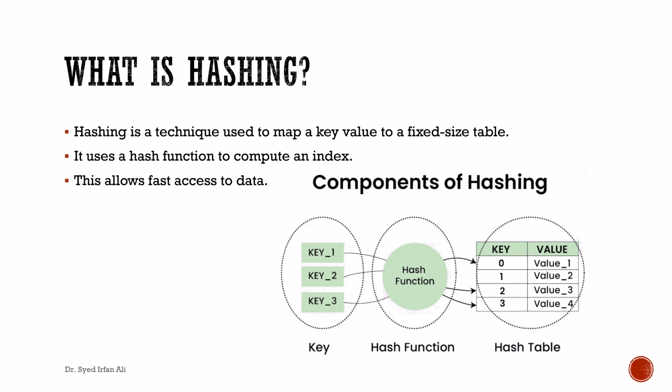Hashing is a technique used to store data in a table. Here, each data item has a key. Using a special function called a hash function, the key is converted into an index. This index tells us exactly where the data is stored. So, hashing helps us to access data quickly.